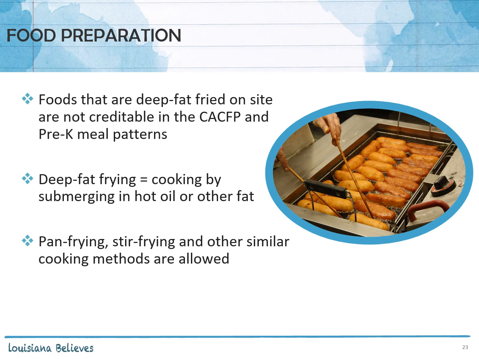Foods that are deep fat fried on site are not creditable in the pre-K meal pattern. The following items can be purchased from commercial manufacturers: pan-fried, flash-fried, par-fried. However, it is not allowed to deep fry when reheating these items.